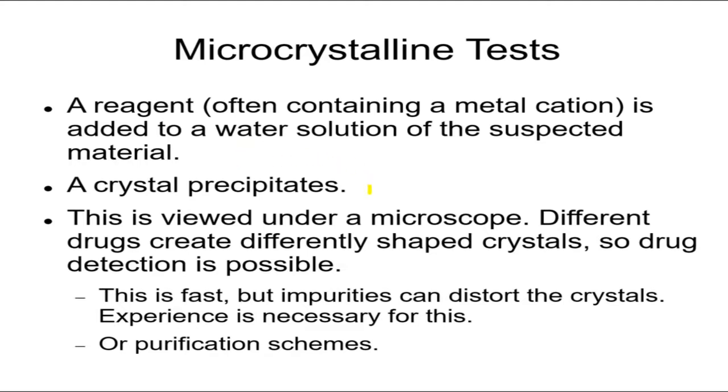But if you do, you need another confirmatory test to that. So again, you take your drugs dissolved in water. You add your special reagent. Often it contains a metal cation, maybe cobalt or chromium or whatever it might be. It will precipitate. And you look at the crystal that precipitates under a microscope, and the different shapes will tell you the different drugs. It's fast. So if you're in a lab, it's a very quick way to find out what it is.